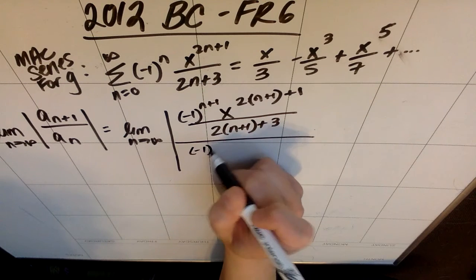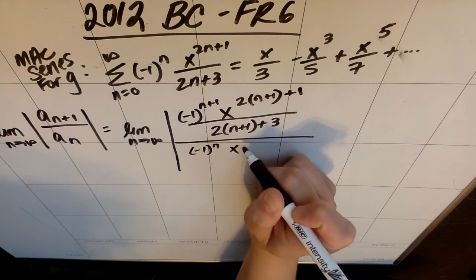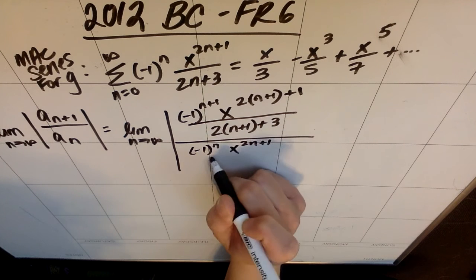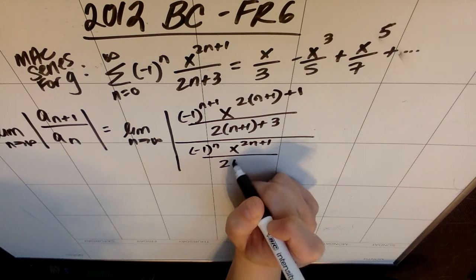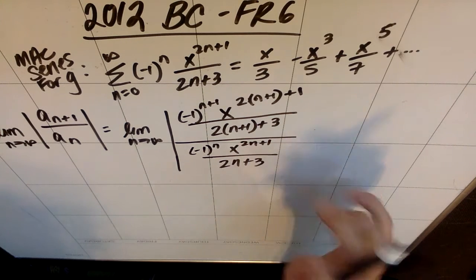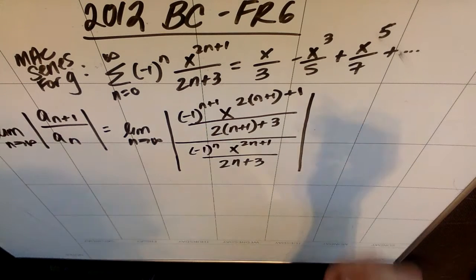So the reason I was kind of dismissive about the negative 1 to the n plus 1 is it's not going to end up mattering, since the whole thing's inside an absolute value, that negative 1 is going to be gone anyway. So I set up my ratio.